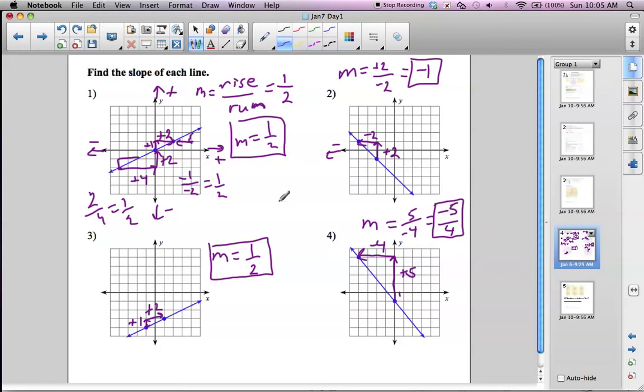Okay, so these are the slopes of the 4 lines. Notice that these 2 here are positive slopes and the line goes upwards towards the right, and these 2 are negative slopes, and notice that the lines go downwards. So that's one way to check the sign of your answer. If your line is going down when you go to the right, then it should be a negative slope. And if your line is going up when you go to the right, it should be a positive slope.